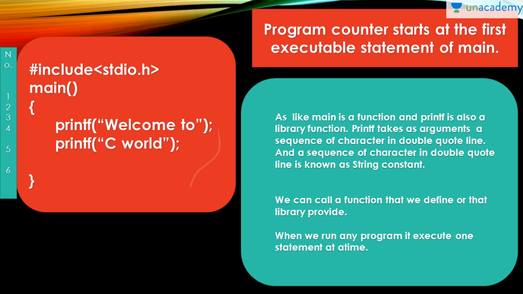These two curly braces show the beginning of the main function and the end of the main function. When we run any program, it executes one statement at a time. So when we compile and run it, first it will execute line 4, then it will execute line 5. So first it will show "welcome to", then it will show "C world".